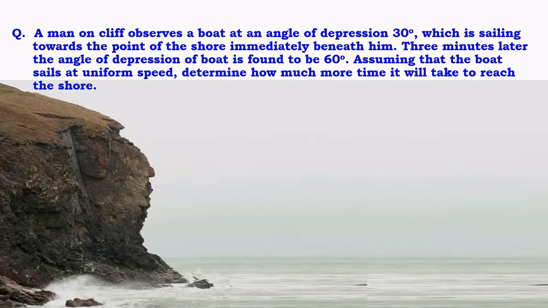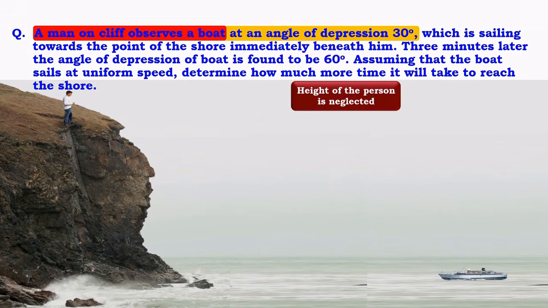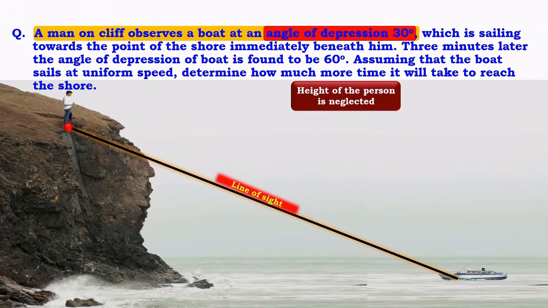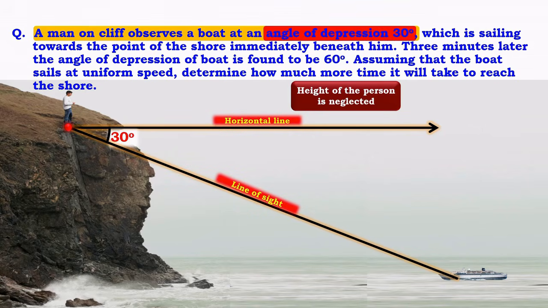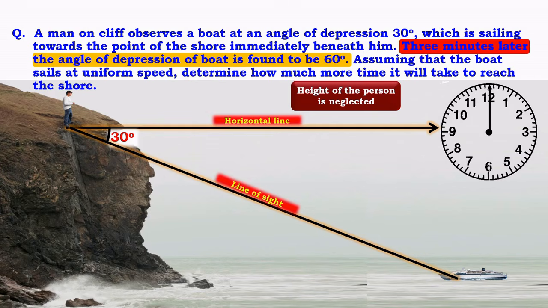Let us first understand the given information. A man standing on a cliff observes a boat at an angle of depression of 30 degrees. The boat is moving towards the point on the shore directly below the man. After 3 minutes, the angle of depression of the boat becomes 60 degrees.